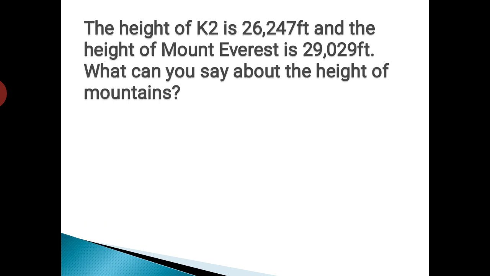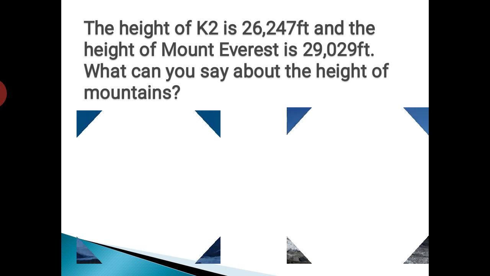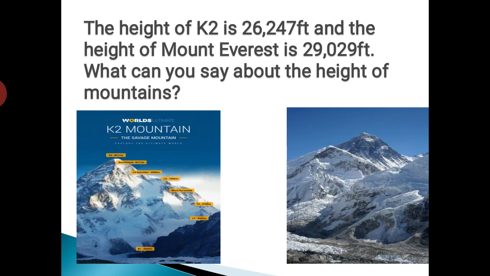So yes, let's begin. The height of K2 is 26,247 feet and the height of Mount Everest is 29,029 feet. So what can you say about the height of the mountains? Which one is greater? Which one is smaller? How can you tell? Yes, so before comparing, we just see the place value of the greater number.